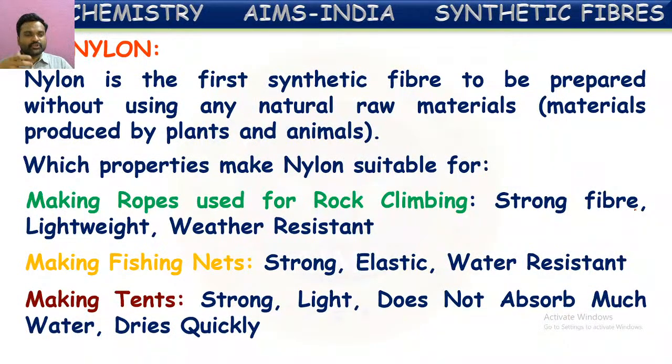And what properties made it suitable for tents? Nowadays tents are also made from nylon fiber, because as we said already, it is stronger than other fibers, and it is light in weight. It can be carried more easily than others, and yet it is stronger. Light and strong, this combination made it very unique, and it does not absorb much water and dries quickly. So these properties made nylon suitable for making tents.